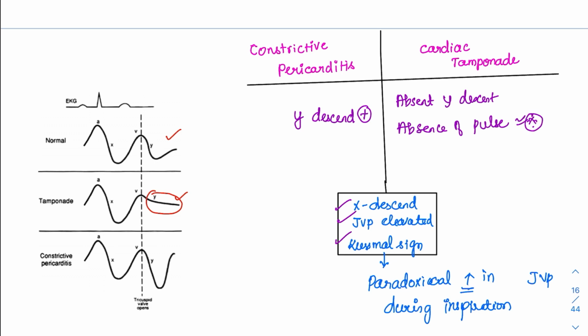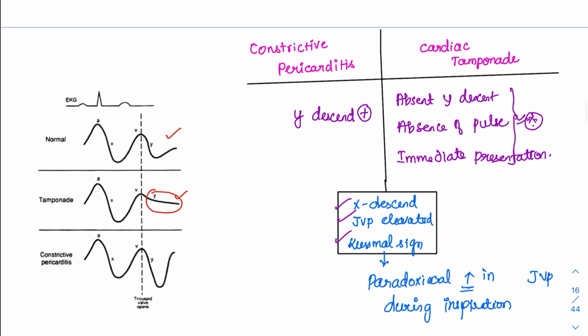And one more clue will be an immediate presentation. Whenever they say suddenly the patient developed breathlessness and his pulse is not felt, and when the JVP is seen, there is an absent Y descent, the more clues indicate more likely a cardiac tamponade. So the presentation is immediate. So these are the clues by which you can identify whether it is a cardiac tamponade or a constrictive pericarditis. Pericarditis is just an inflammation of the pericardium. It will also obstruct, but not as severely as a cardiac tamponade.